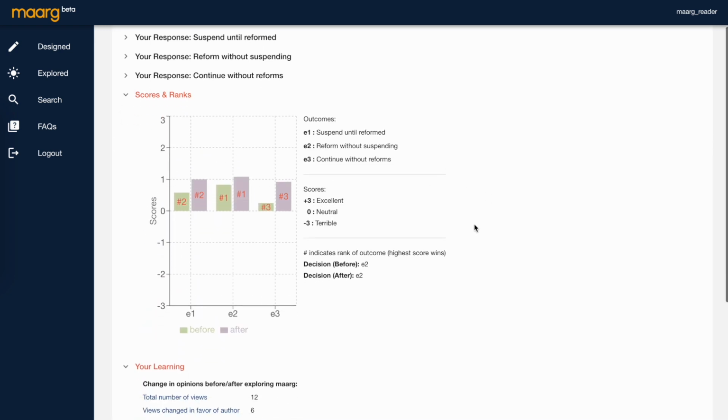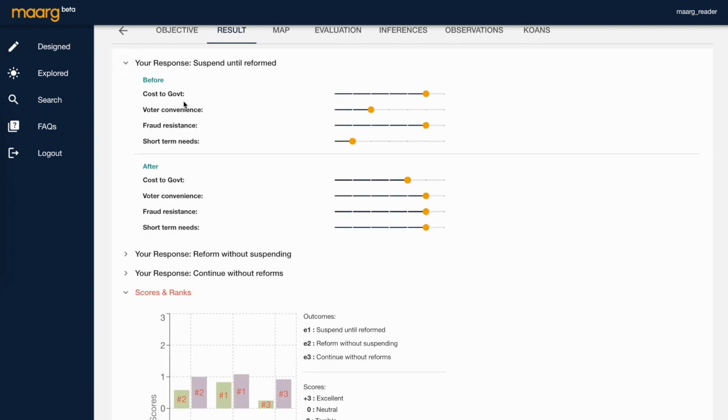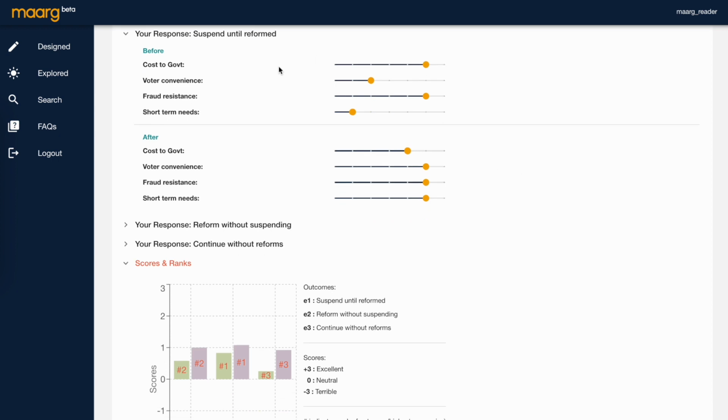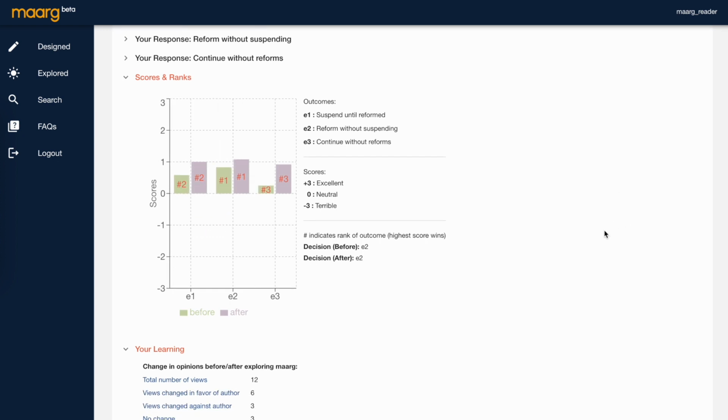Let's talk about the first section of scoring. You can always take a look at your responses for each of the outcomes and your scores for each of the outcomes. Based on your scores, we generate this learning report. Looking at the scores, we try to normalize your scores in the range of -3 to 3. And out here, you can see the winner for you.